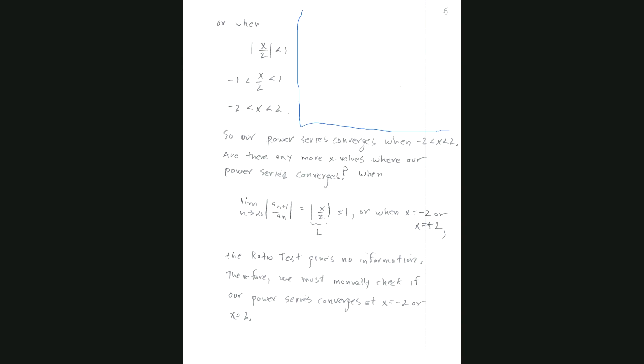Okay, so these x values are safe when x is between negative 2 and 2. But what about all the other x values? What about the x values where the absolute value of the common ratio is greater than 1? That would mean that the absolute value of x is greater than 2. So those would be x values for when x is greater than 2 or x is less than negative 2.